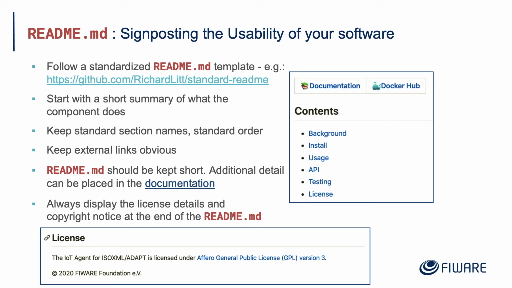And typically, if you want your software to be used, you want to follow the order which is shown on the screen. So you want to have the license as the very last element after how to install it, how to use it, what the interfaces are, how it's tested, and so on.